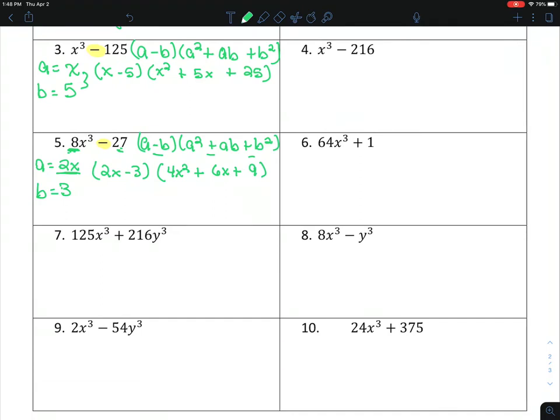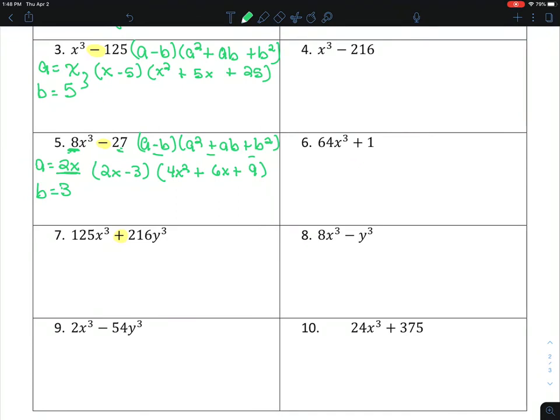Now this one just looks all kind of crazy, because I got all kind of big numbers here. But we just take it step by step. Okay. So first of all, is it a sum or is it a difference? You are correct. It's a sum. So now we need to figure out what is A and what is B.